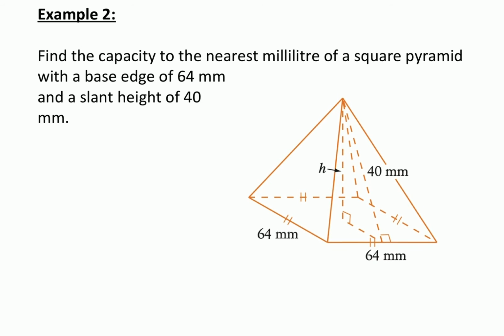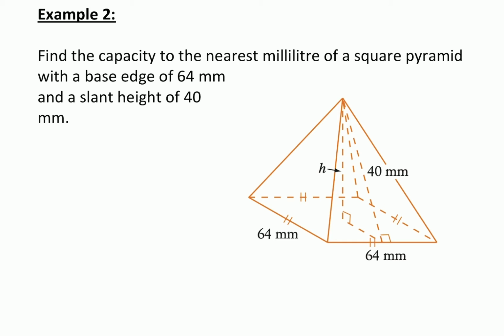All right, example 2. Find the capacity to the nearest milliliter of a square pyramid with a base edge of 64 millimeters and a slant height of 40 millimeters. Okay, so there's a lot of information in this question. First of all, it's asking us to find the capacity to the nearest milliliter.